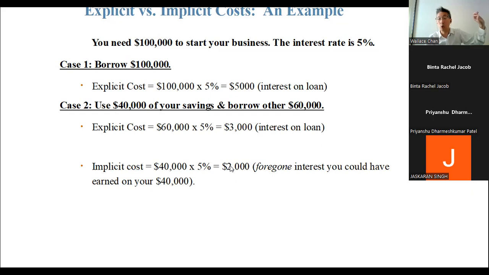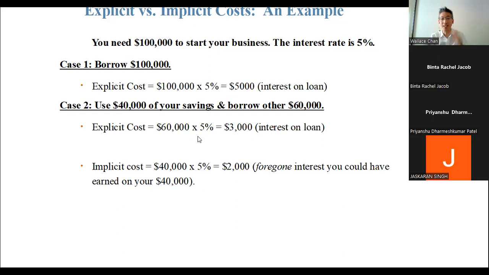But now, because you have decided to use that $40,000 for your business, the foregone interest you could have earned on your $40,000 is gone. So supposing you can lend $40,000 to someone at 5%, then your opportunity cost here is $2,000. Turns out you don't really gain anything if you take that into consideration. So in other words, the two options are indifferent.